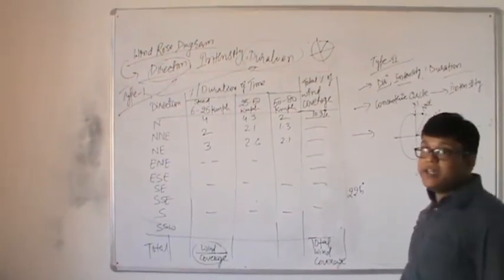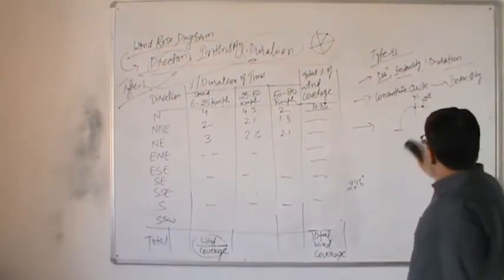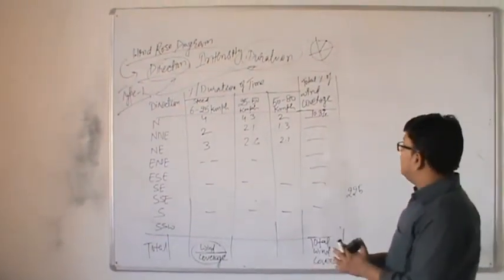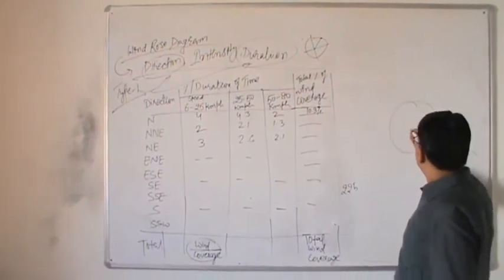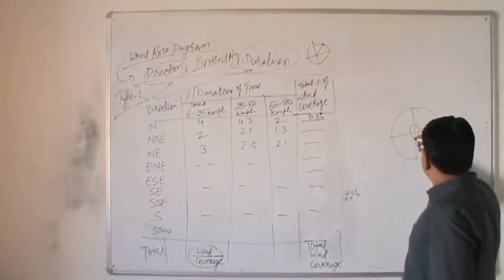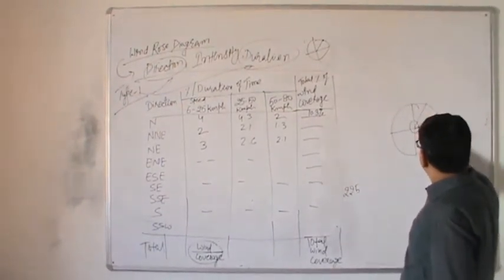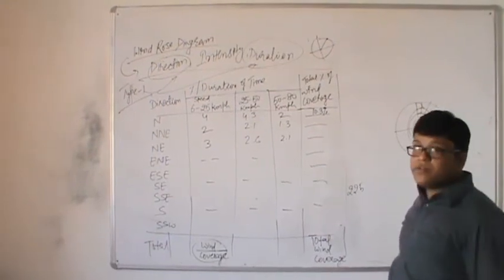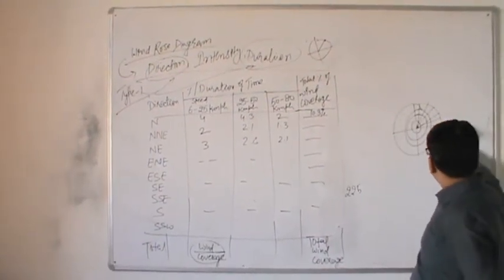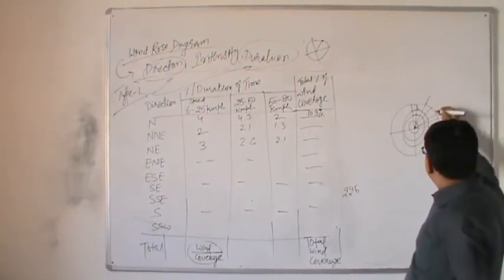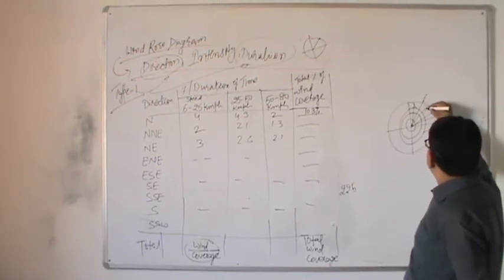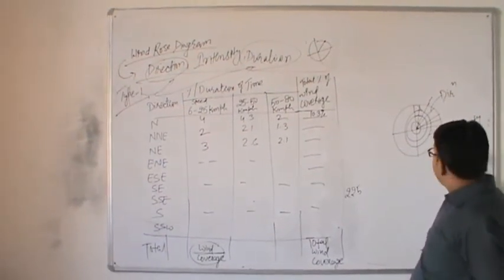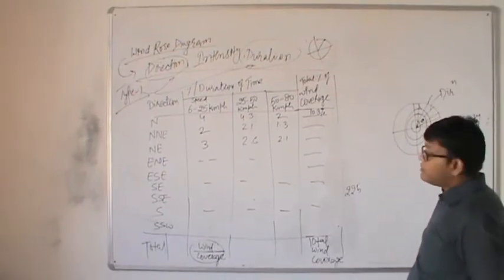What's happening in this type 2? The radial lines are joining the center of the direction. Here also it will be divided into 16 directions using an angle of 22.5 degrees. After that, as we have drawn the concentric circles, they are representing the intensity, and this is the direction. Then we have to write the duration. In between these cells, we have to write the duration for which the wind is blowing in that particular direction.